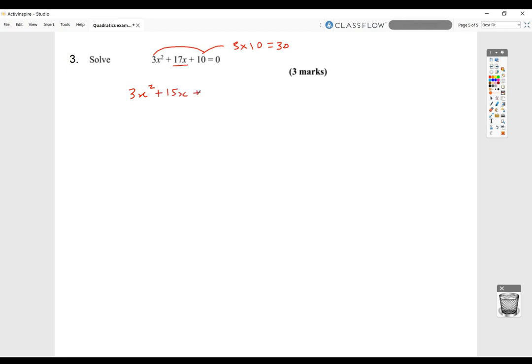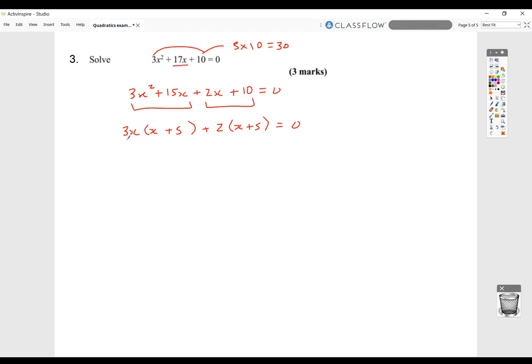So when I rewrite this question, I'm going to rewrite it with 15x and 2x in the middle of this quadratic. I then factorise this in two parts. I'll divide the first two terms by 3x. What do I need to put inside to give me 3x squared plus 15x? Well, I need x plus 5. The second part of this, I would take 2 outside of the bracket as a common factor. When I divide everything by 2, I get x plus 5 again.